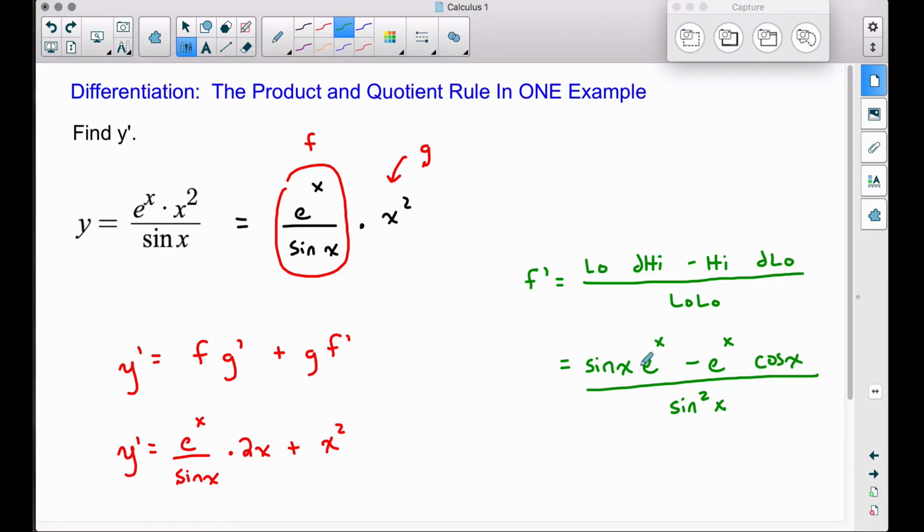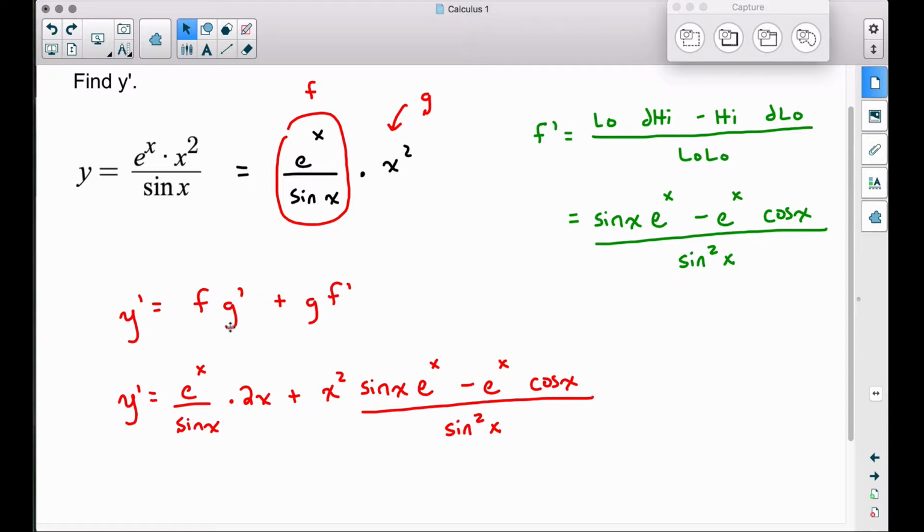All of this stuff can be simplified, and I'll just worry about doing that in a second. Let's just take all of this stuff, which is f prime, that's what we're trying to find, and we're going to put it right over here. So here that is, and let's just recap and make sure everything makes sense again. Back at the beginning we rewrote it as e to the x over sine of x, which is that part, and then we multiply by x squared. We called this stuff f and this stuff here g.